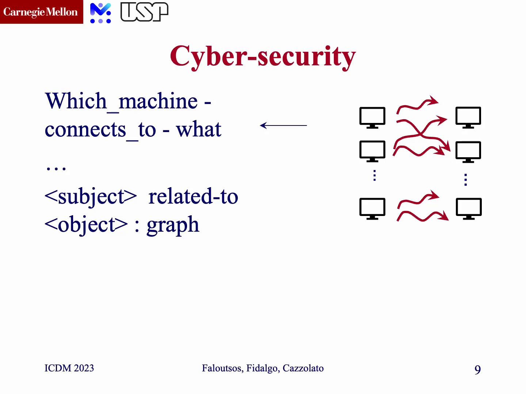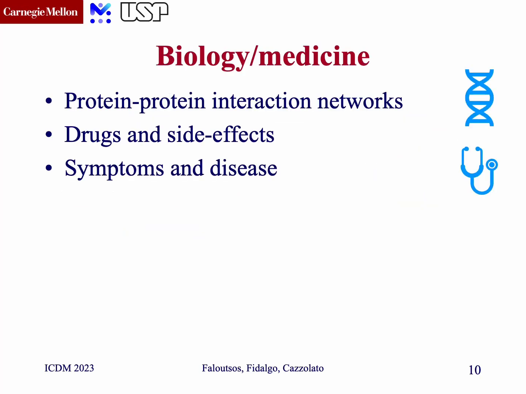to what. This visual representation allows for the detection of unusual patterns or anomalies in the network, indicating potential security breaches or threats. By analyzing these connections, cybersecurity experts can identify vulnerable points, monitor for unauthorized access, and bolster defense against sophisticated cyber attacks. In biomedicine, graphs provide a powerful tool to explain complex biological systems like protein-molecular interaction networks, drug and side effects, identifying adverse reactions, and finally correlate symptoms with potential disease, improving diagnostic accuracy.